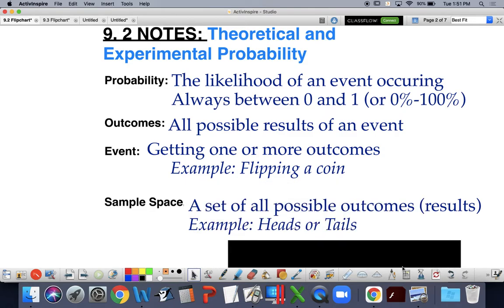And then last but not least, a sample space. So we're going to have to come up with our denominator. The denominator of probability questions is always, what are all the possible outcomes? What is my sample space?